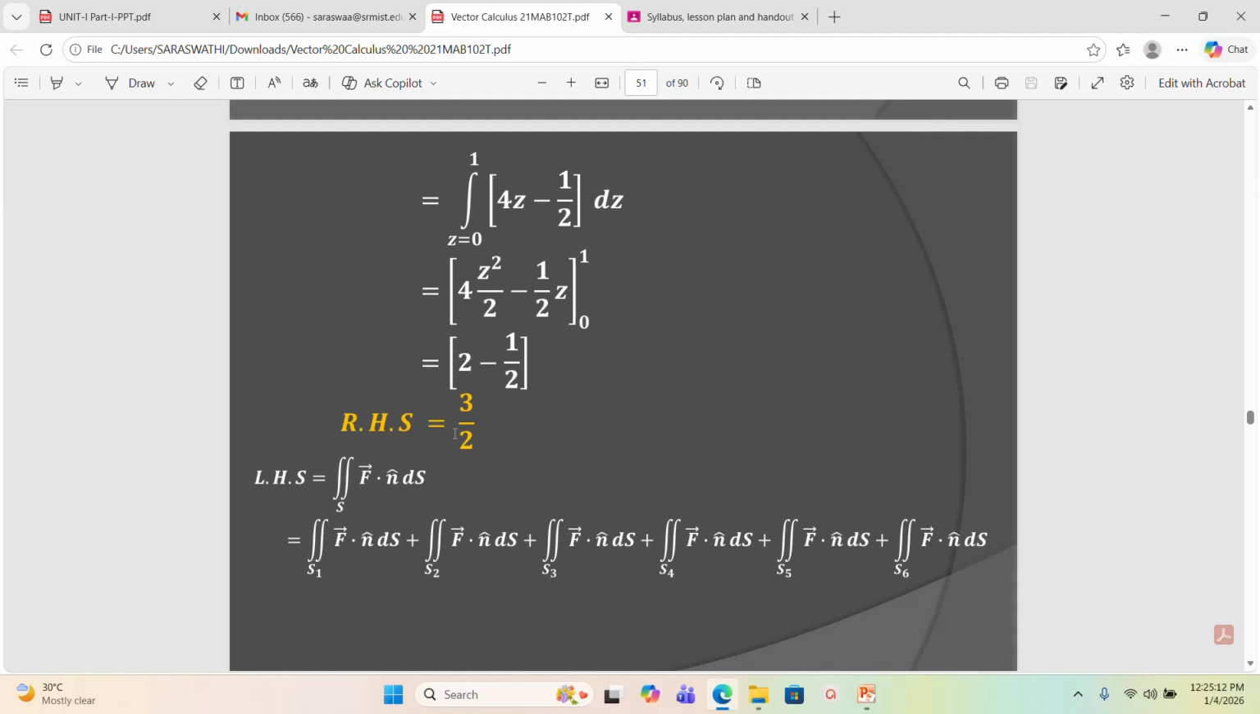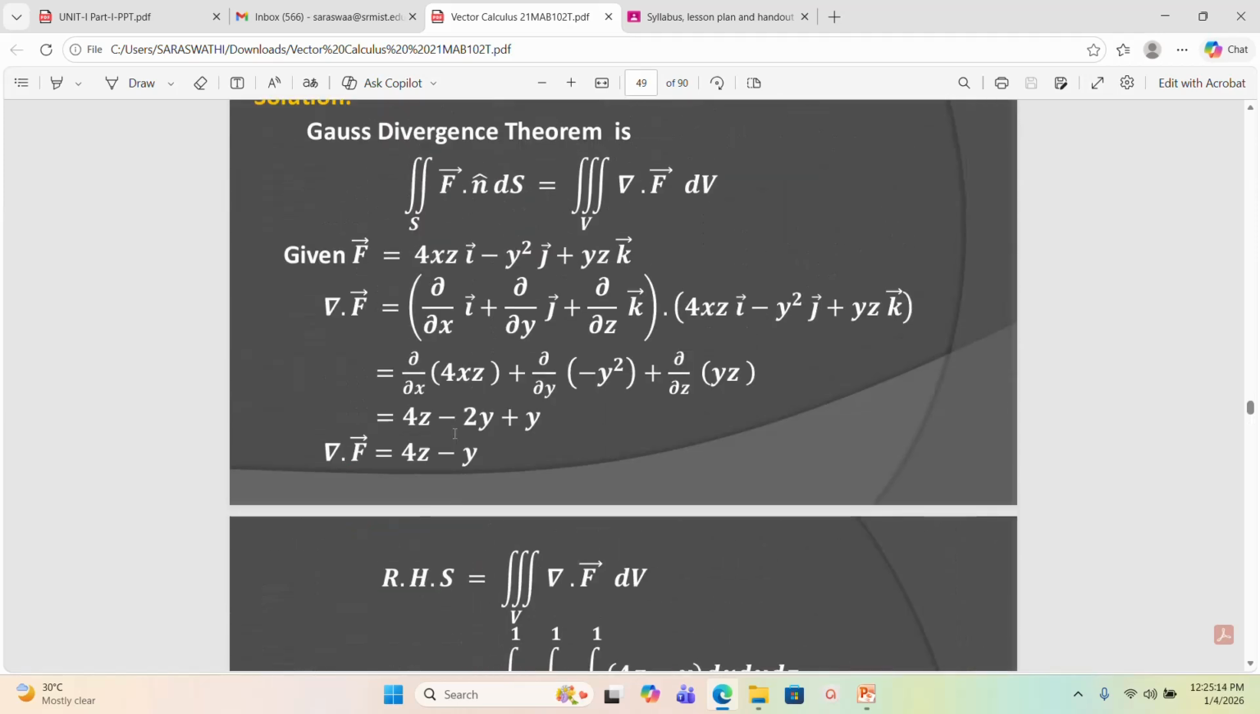Now we can move on to the LHS. So we have the formula for the LHS: the double integral over S of f vector dot n cap into dS.